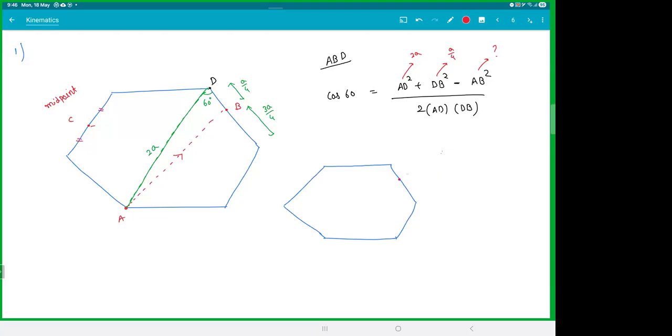The other one was B is here. Now you want to go to the C, the midpoint. So again, you want to find this length. So yeah, the idea is always to make a triangle.